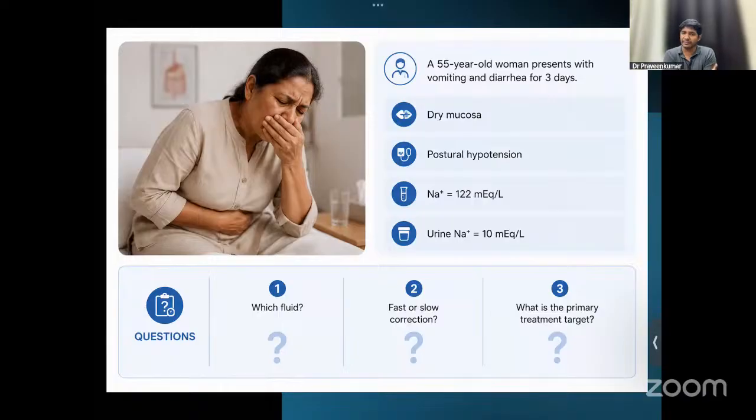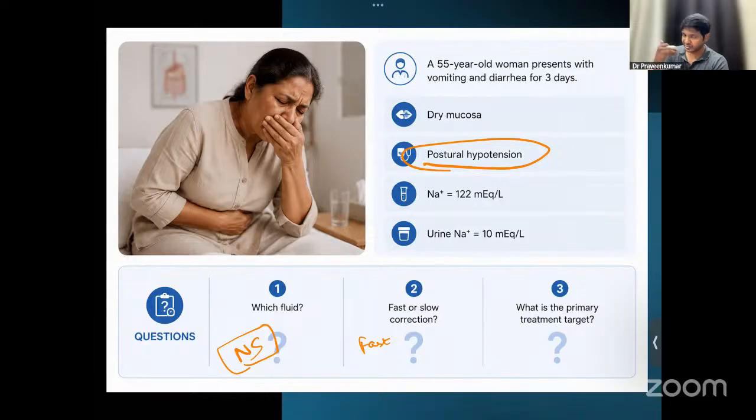So what is the fluid you will give here? Exactly, it is 0.9% NaCl, normal saline. Fast or slow correction for this patient? Someone says slow, someone says fast. Both are correct, because initially it has to be fast, since this patient is having low BP. Postural hypotension, so you have to rush fluids to correct the BP first. Once BP gets corrected, then you can slowly increase your serum sodium levels.